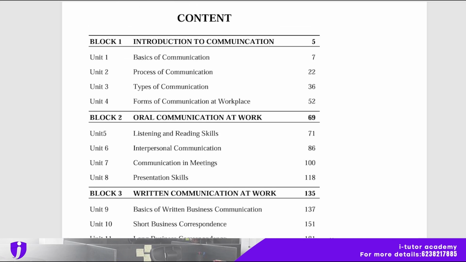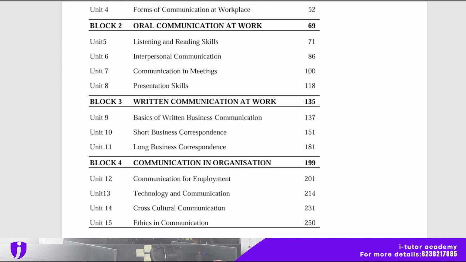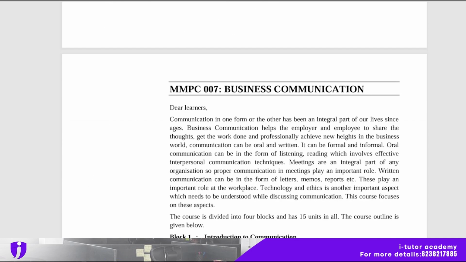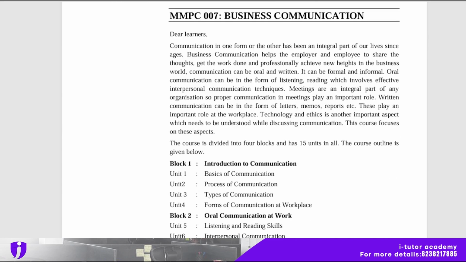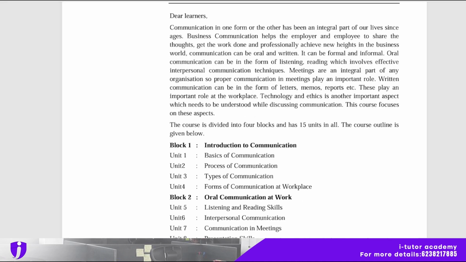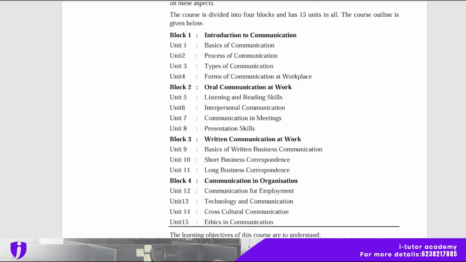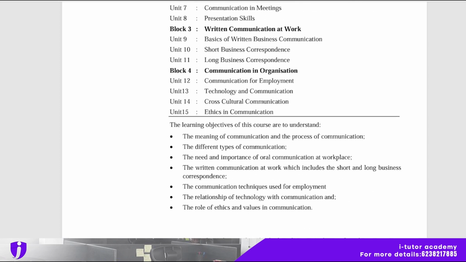So today we will discuss unit 1, basics of communication. Okay, so block 1 is an introduction to communication. Under this block, unit 1, unit 2, unit 3, and unit 4 are there. In unit 1 there is basic communication. One by one we will cover all these units. Okay, so a total of 15 units are there in this subject. Here is an introduction part of this business communication for learners. So you just go through your IGNOU study material and read it if you need, and you will get the basics and an introduction of this subject.